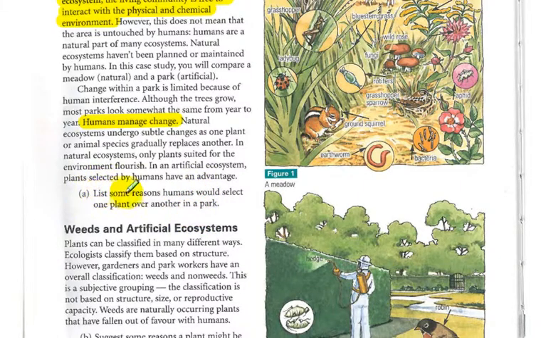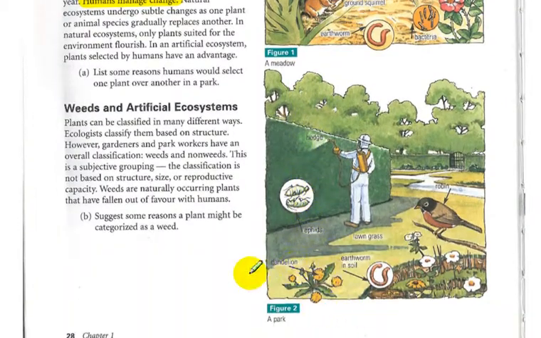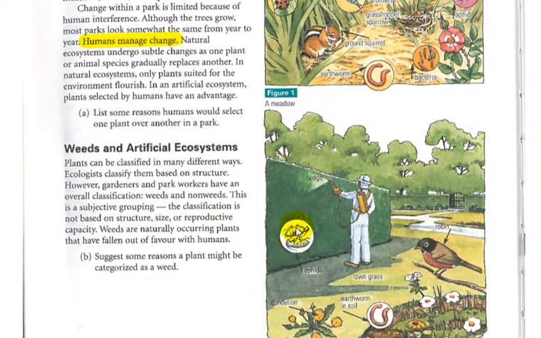The first one is, list some reasons why humans would select one plant over another. For example, why wouldn't humans choose to keep dandelions in parks? You could use that as part of an answer.